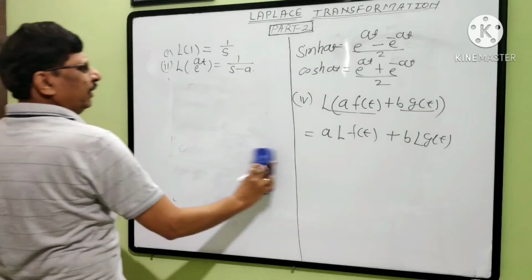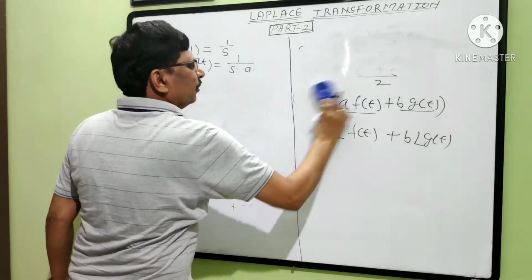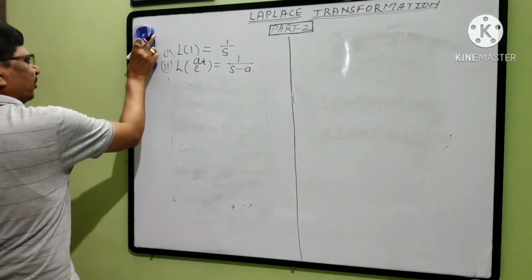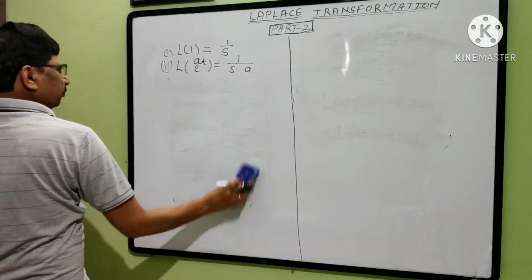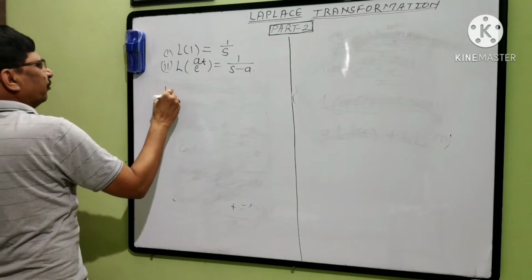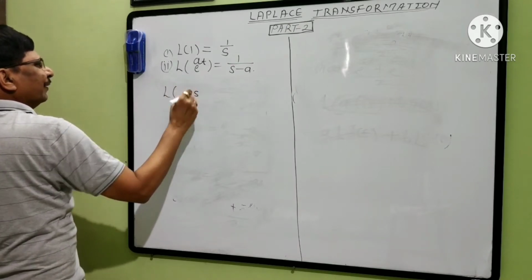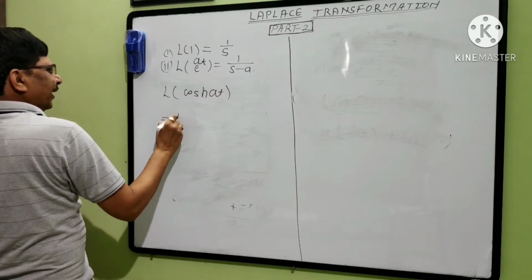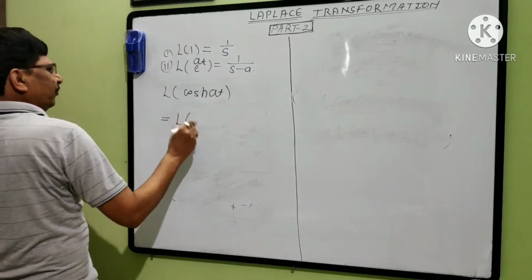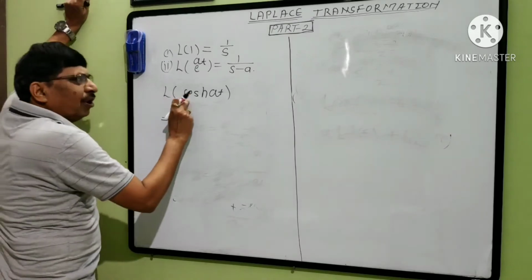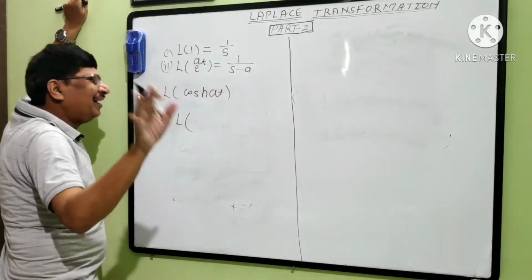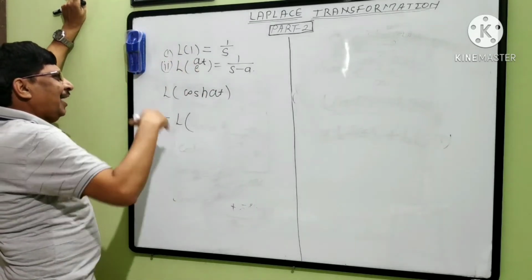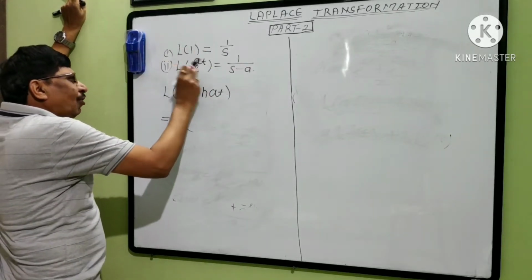Now I want to find the Laplace transformation of cosh(at). That means now we will use the definition of cos hyperbolic in terms of exponential form. Why? Because we know the Laplace transformation of an exponential function, and we are going to use this formula now.